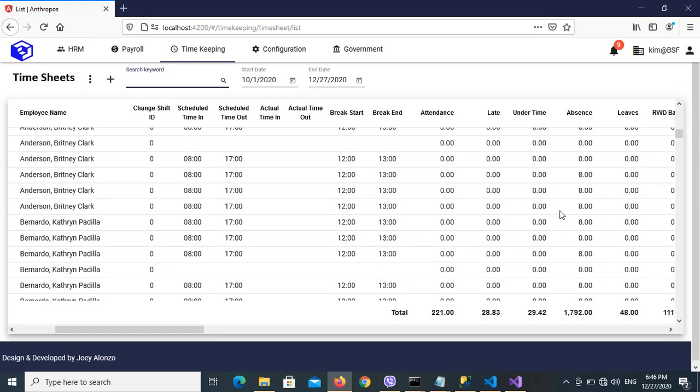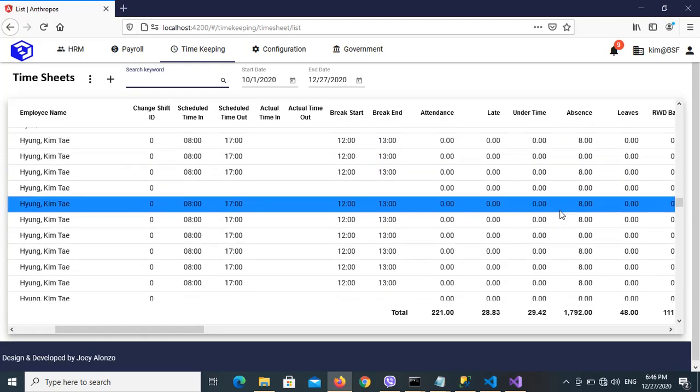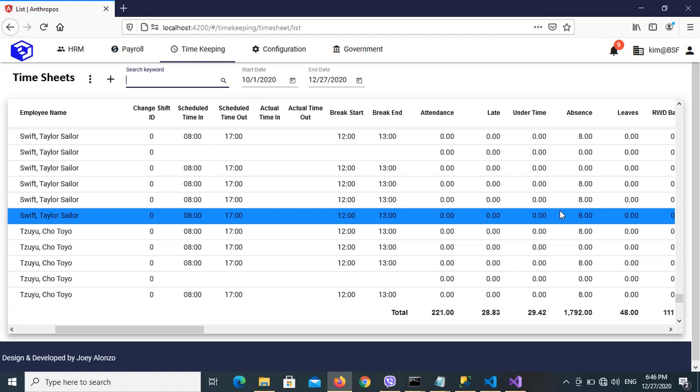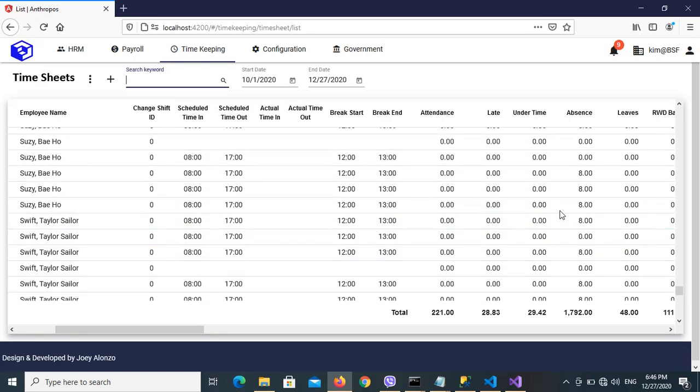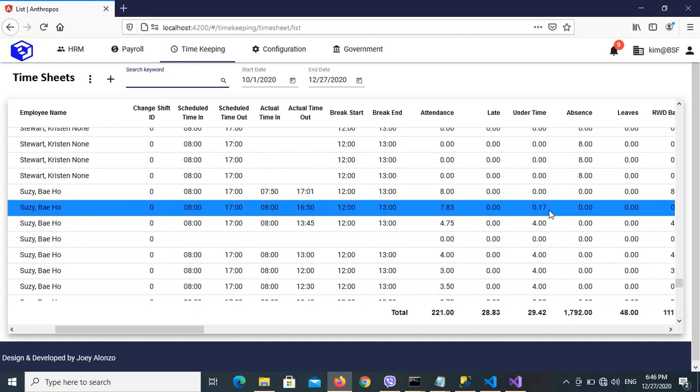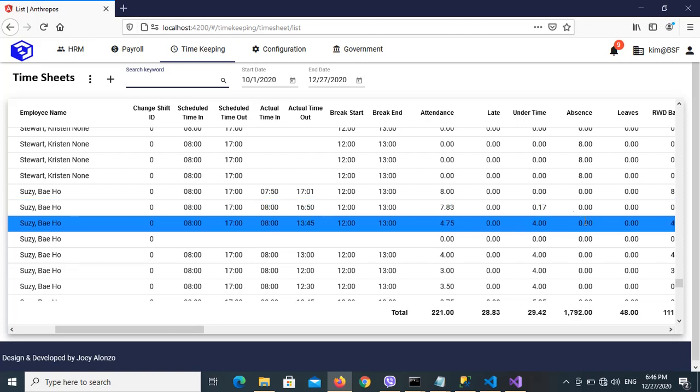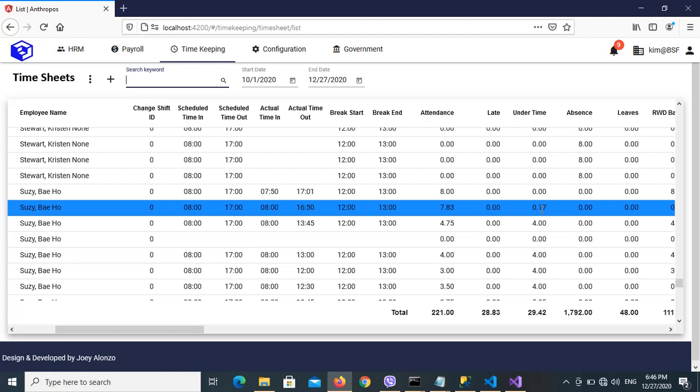Now regarding the undertime, let's look at undertime now. Here, there is an undertime of 0.17 hours. That's because the scheduled timeout is 5 p.m. but the actual timeout is 4:50. So there is an undertime of 10 minutes. That's why here it is 0.17 undertime, and it's also deducted from the actual attendance, which is 7.83 only. It's not 8 hours anymore.